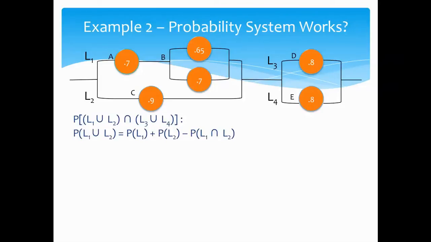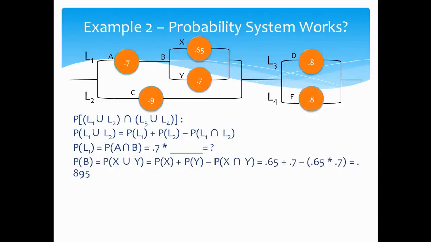Now we need to find the probability of line 1 working. Line 1 will be the probability that A works and the probability that B works, so the intersection of A and B. We know the probability of A is 0.7, but we must find the probability of B. If we call the first component of B x and the second component of B y, we want to calculate the probability that either x or y works, so the union of x and y. We calculate this union in the same manner as above and we get 0.895.